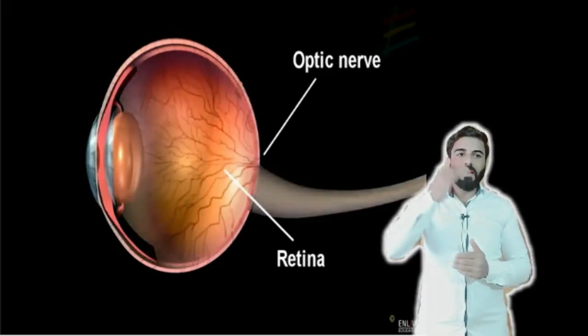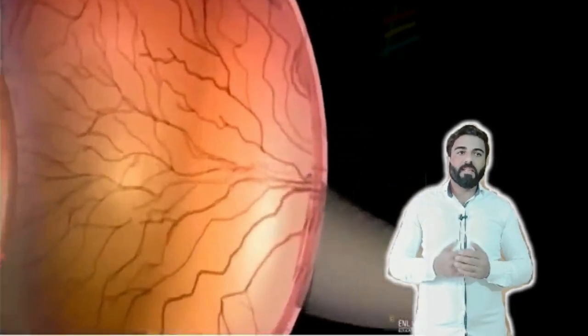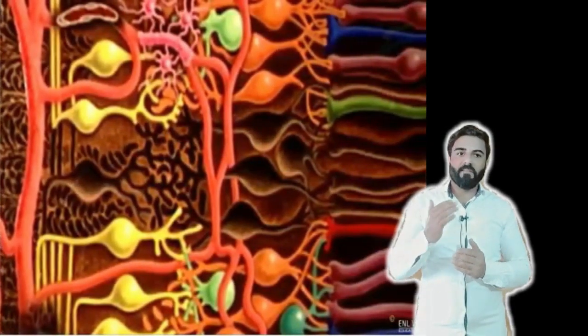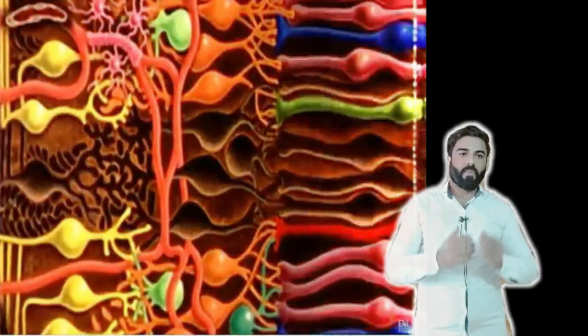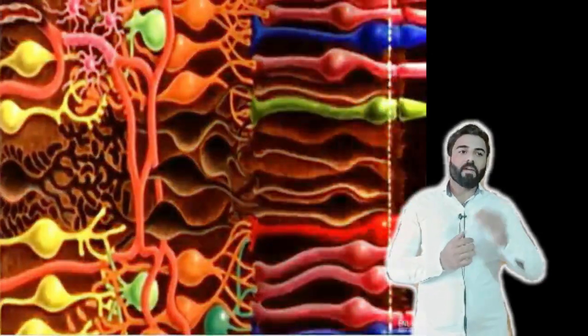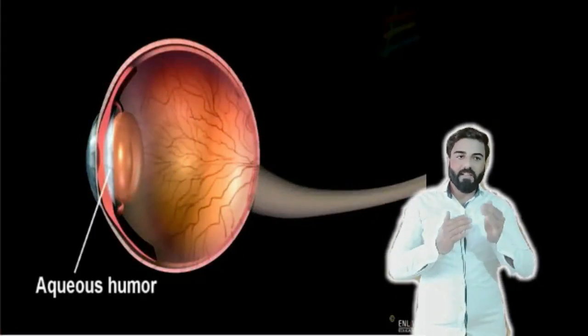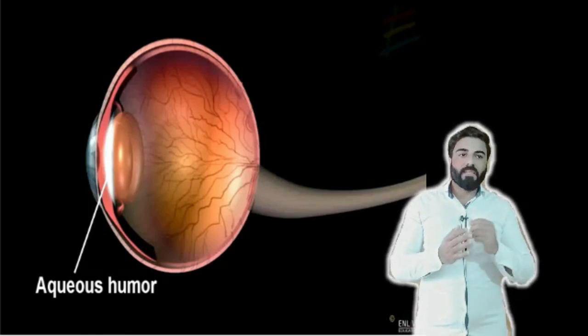The retina is the most important and complex structure in the eyeball. It consists of complicated arrangements of rods and cones which convert light waves into nerve signals. Then between the lens and the cornea is the aqueous humor. It consists mostly of water and a little salt.